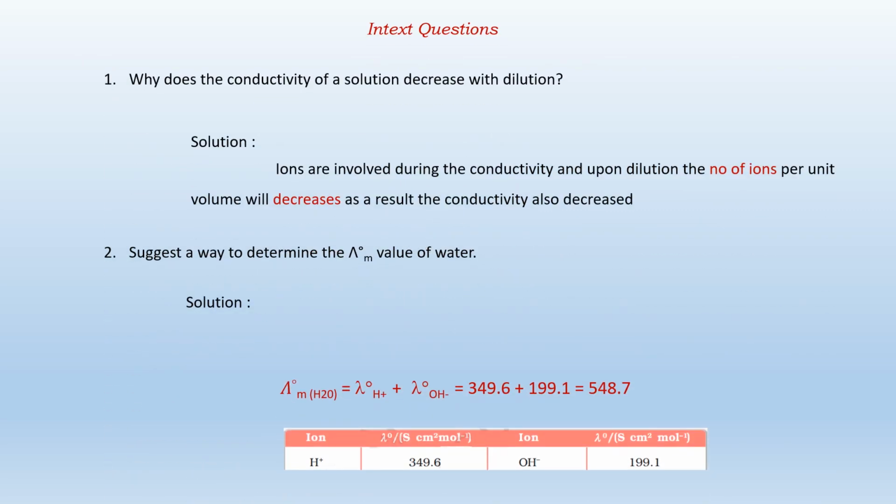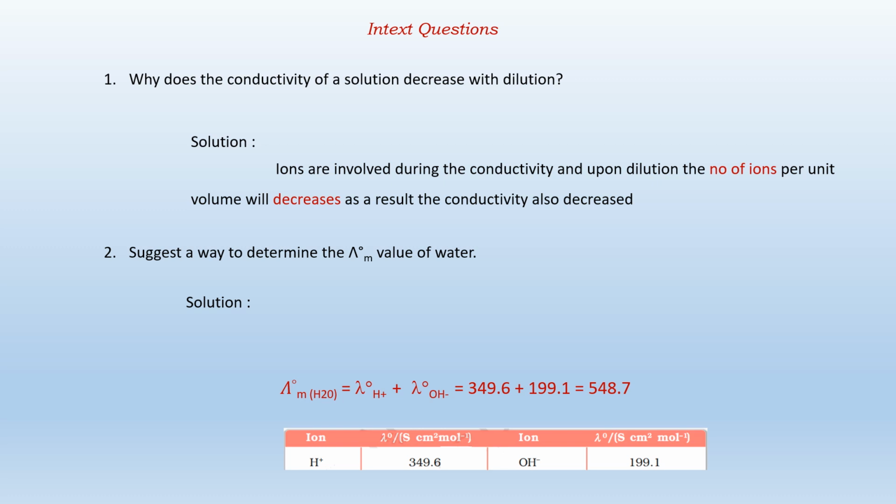Why does the conductivity of a solution decrease with dilution? Here you have to imagine the conductivity cell. In the conductivity cell, you have the length of the solution and the area of the solution, which gives the volume of the solution. Area into length gives the volume V.